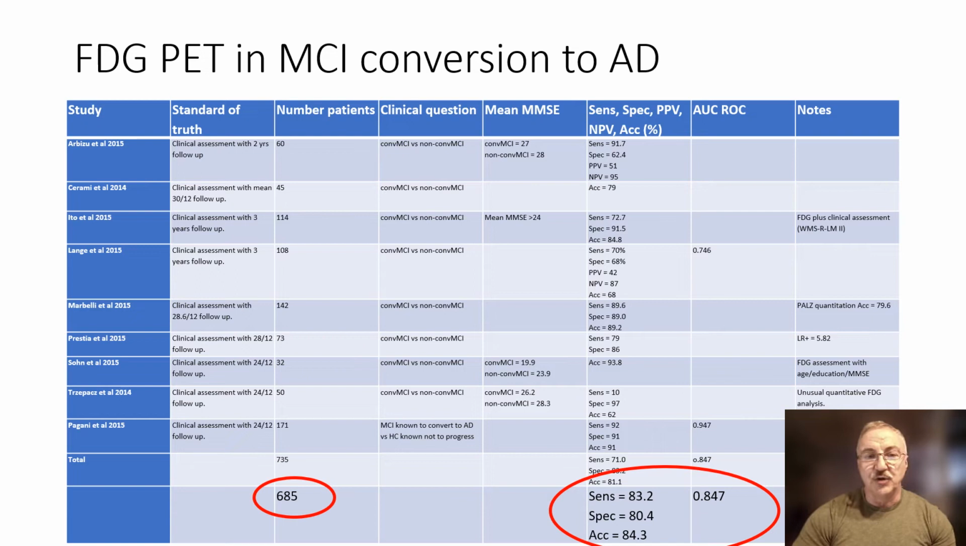So in my own analysis, again looking at studies involving 685 patients, we see an accuracy just a little bit less than the distinction of normals from abnormals, but an accuracy of 85% in those who are going to convert from MCI to AD, and a very good area under the ROC curve.